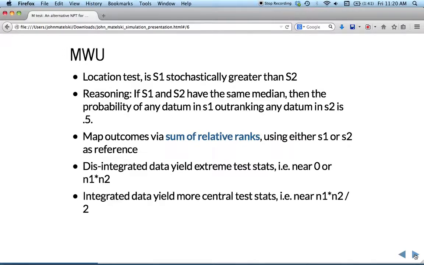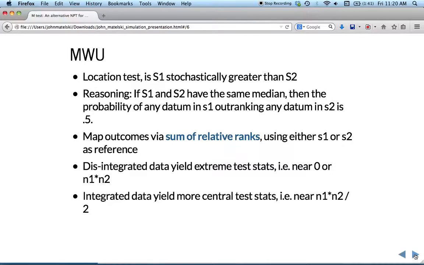So I would normally demonstrate this with my hands, but you can't see my hands. If you had 5 and 5 data in each of S1 and S2, and you let your hands represent those. If you hold your hands completely separately and you do sum of the ranks using one hand as reference compared to the other, you'll get 0, 0, 0, 0, 0, or 5, 5, 5, 5, 5.